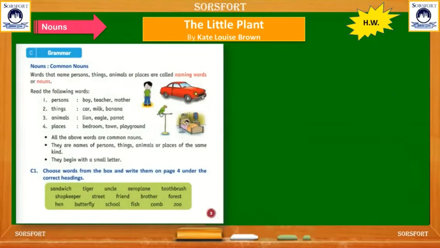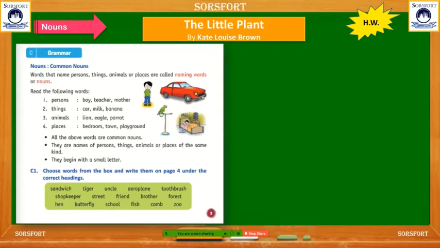So this is your exercise page, grammar. Nouns, common nouns. Words that name persons, things, animals, and places are called naming words or nouns. Read the following words. Persons, like boy, teacher, mother. Things, car, milk, banana. Animals, lion, eagle, parrot. Places, bedroom, town, playground. All the above words are common nouns. They are names of persons, things, animals, or places of the same kind. They begin with a small letter.